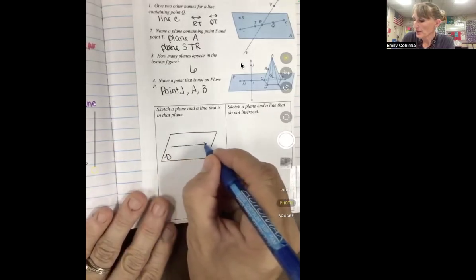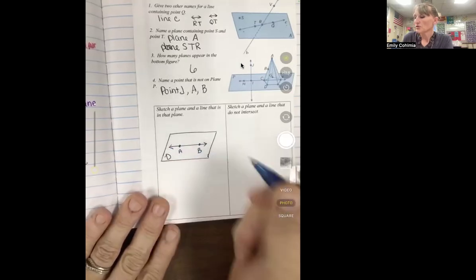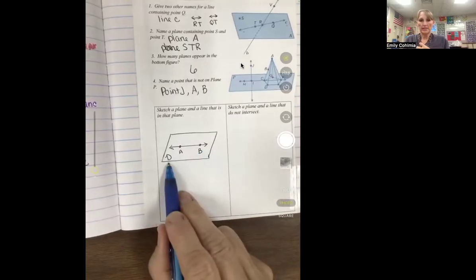So I'm going to put a line on my plane. And again, I have to make it so I can at least name it. So line AB is in plane D.